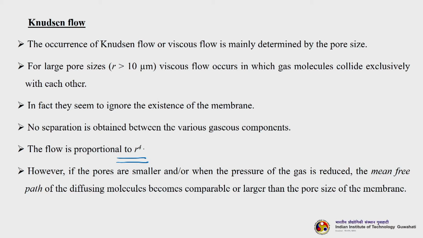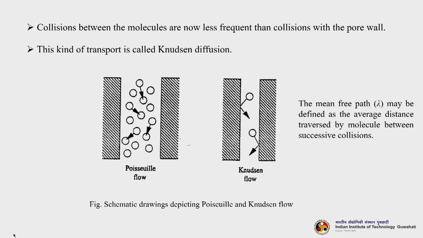However, if the pores are smaller, or when the pressure of the gas is reduced, the mean free path of the diffusing molecules becomes comparable to or larger than the pore size of the membrane. Now, let us see the figure. The collisions between the molecules are now less frequent than the collisions with the pore walls. In case the pore size is bigger, Poiseuille flow happens. Here the pore wall is not contributing to anything.